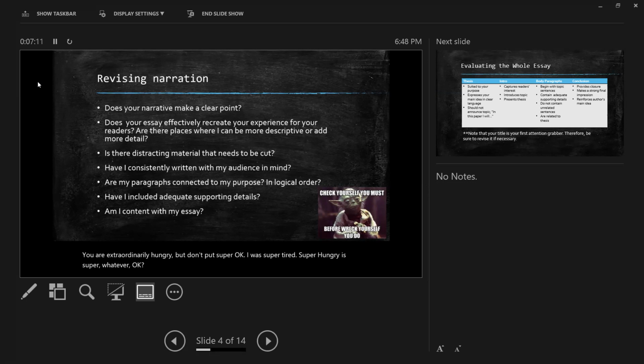Is there distracting material that needs to be cut? If you remember last week, when we were going over that paragraph example, the writer was moving in one direction in the paragraph, but then they went off on a tangent about seeing an old friend at an ATM. Things like that can really be distracting to your reader, even if it's just one line or one sentence that's not connected to the rest. You may have thought it was interesting, and it may be interesting, but we have to think big picture when we're writing an essay. So ask yourself, is there distracting material that needs to be cut?